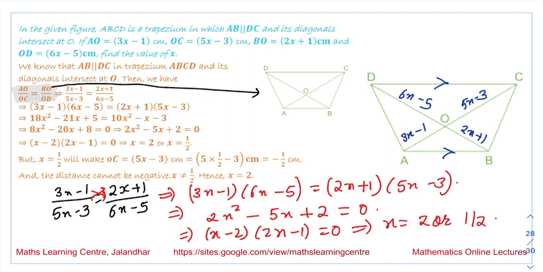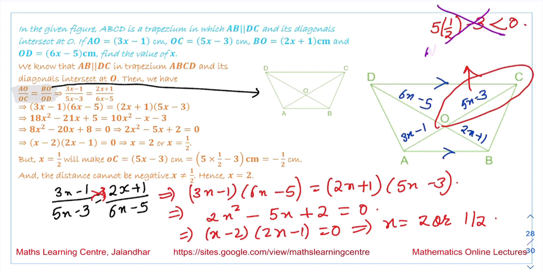Now if we substitute x is equal to 1 by 2 in the length OC, we get 5 into 1 by 2 minus 3, and the final answer is negative, so this is not possible. So this answer is not possible, and the answer we are left with is 2. So the value of x equal to 2 satisfies these equations.